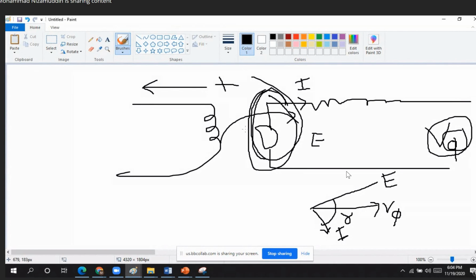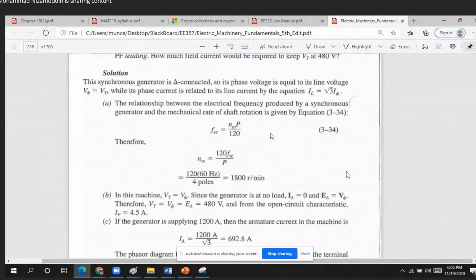Whatever the power here, you can also add the stator armature copper loss, then you can find out converted power, or EI cosine of gamma. Once you know EI cosine of gamma, that is the converted power, then you add all the other losses that are mentioned one by one. Then you are at the shaft, and you can find out the shaft power. If you divide the shaft power by omega, you can find out the shaft torque. So that's what they have done here.